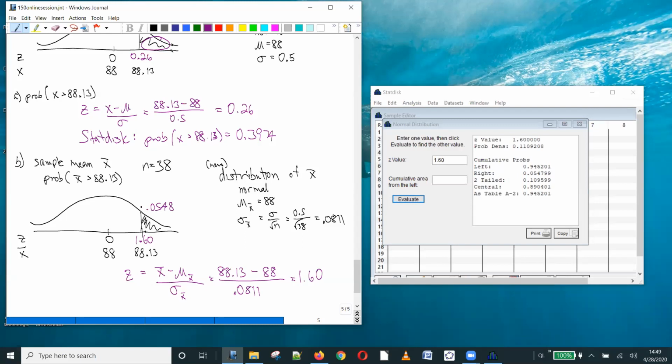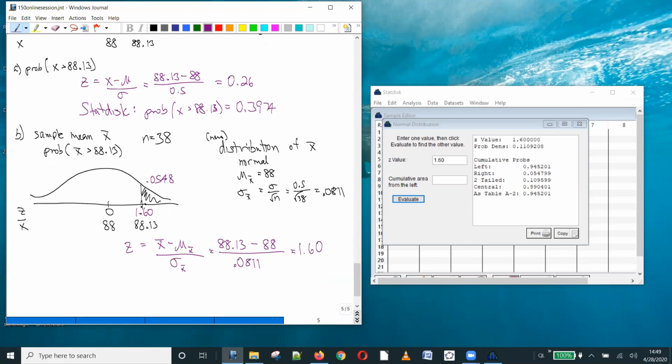Okay. We also have area to the left, don't need it for this problem. The probability that x bar is greater than 88.13 equals 0.0548. So I just took this and I just rounded it to 4 places. Okay. So that's how to do that question.